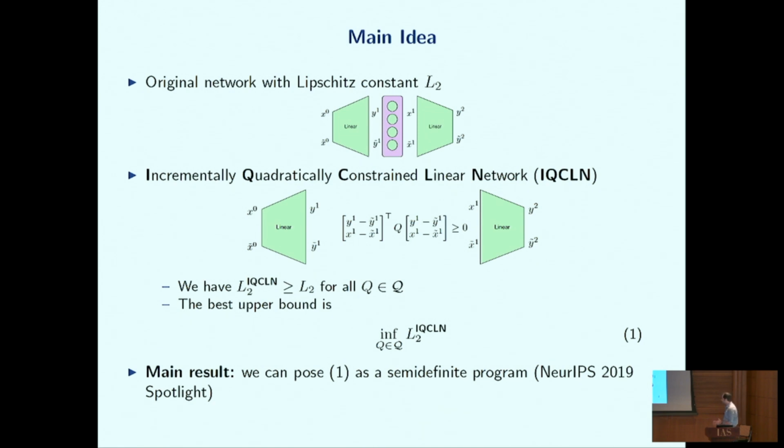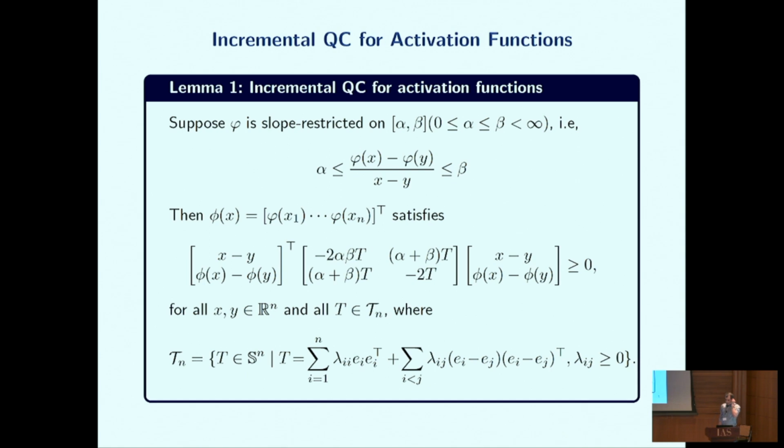So our main result is as follows. We can find the best upper bound on the Lipschitz constant of the true neural network by solving the optimization problem in one, and we can pose this problem as a semi-definite programming problem. And this result will appear in NeurIPS 2019 as a spotlight talk. I'm not going over the details of the derivation, but just a little bit of how we construct this framework.